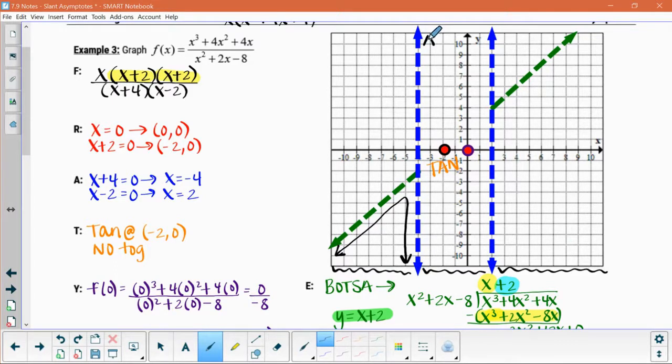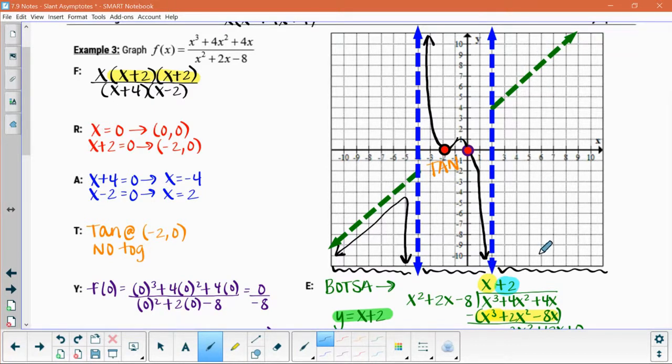start up top. It's going to come down and touch my x-intercept. Now remember, when we have tangency, we're not just going to go through the point. We're going to touch the point and bounce off of it. And again, I notice I still have to go through this point. So I bounce off of this, and then I come back down, and then I'm going to go through because that point does not have tangency, and I get a nice curved, almost S-shaped looking piece, but not quite.